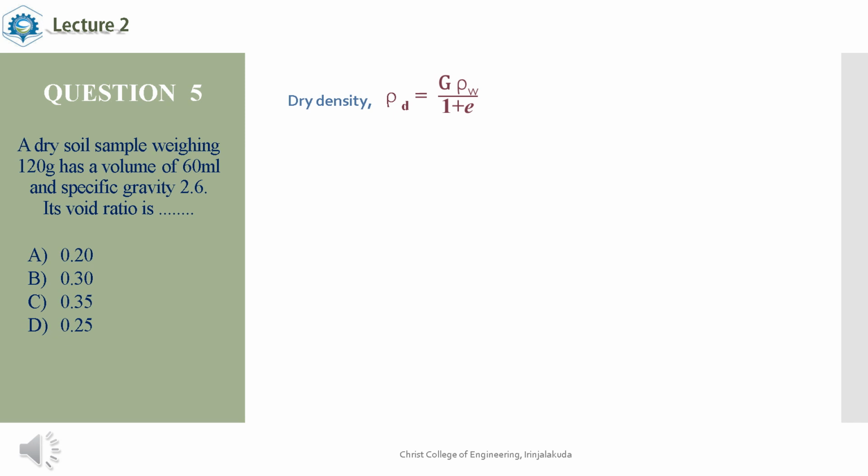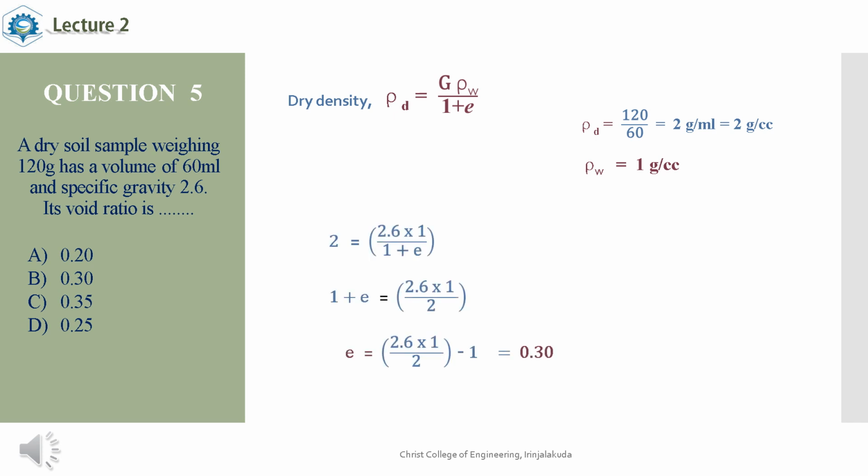The dry density rho d is given by G rho w divided by 1 plus e. And rho d can be found with the details given in the question, mass divided by volume: 120 divided by 60, which is 2 grams per ml, and it is the same as 2 gram per cc. And rho w is the density of water, that is 1 gram per cc.